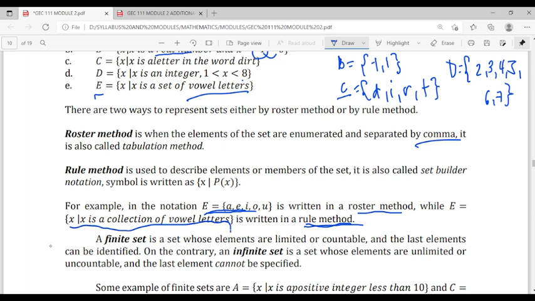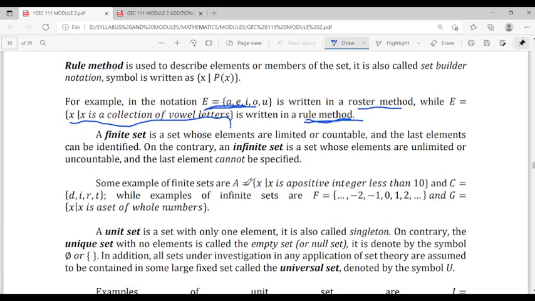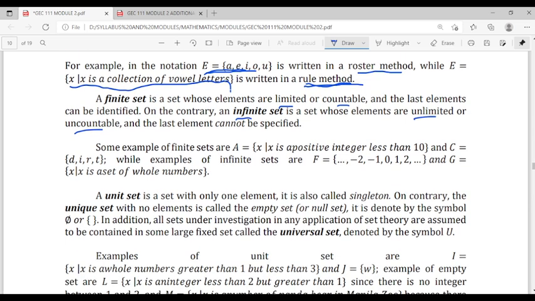We have here the set of x such that x is a collection of vowel letters. A finite set means it is limited and countable. An infinite set cannot be identified, it is unlimited or uncountable. Some examples: x such that x is a positive integer less than 10. What are they? We have 1, 2, until 9. So it is limited. This is an example of a finite set.